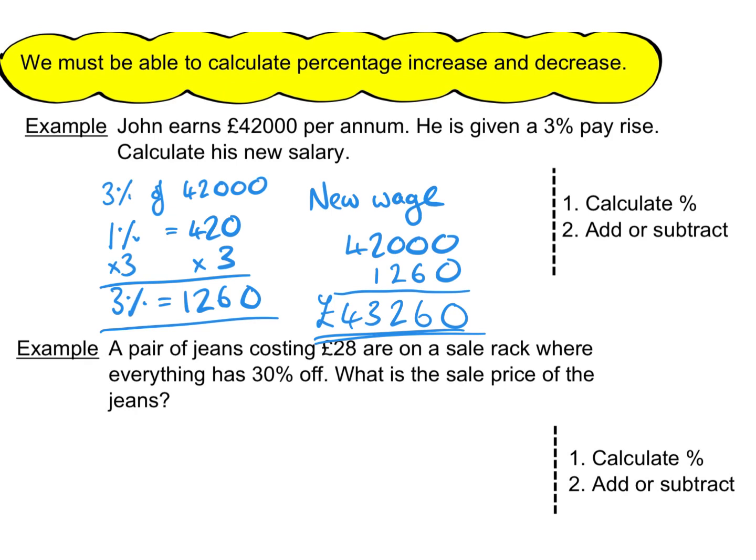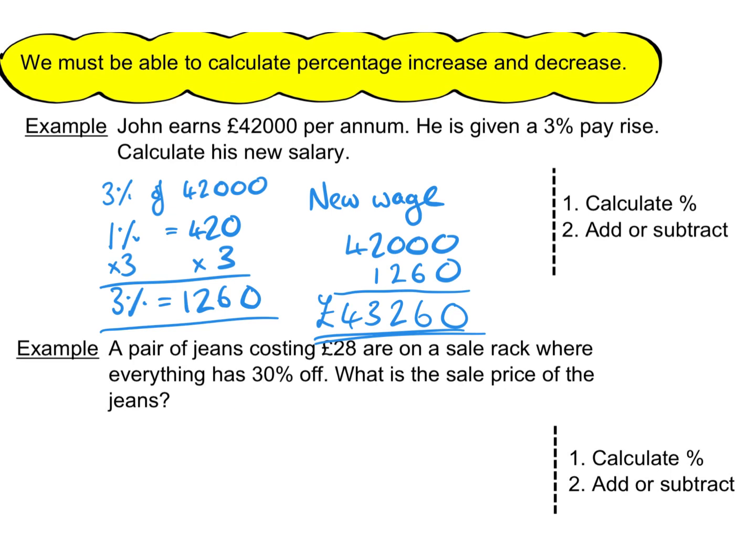The other way we can use this is as a percentage reduction. You often see this in sales, etc. So you've got a pair of jeans costing £28 that are on sale where everything is 30% off. What's the sale price of the jeans? In other words, what would you buy them for in the sale?